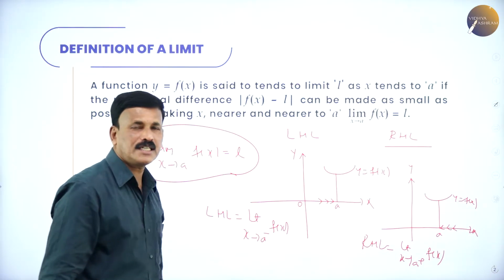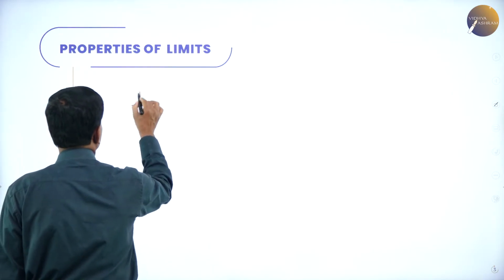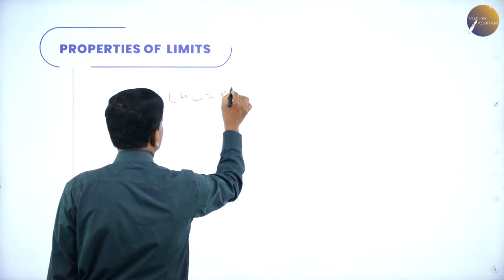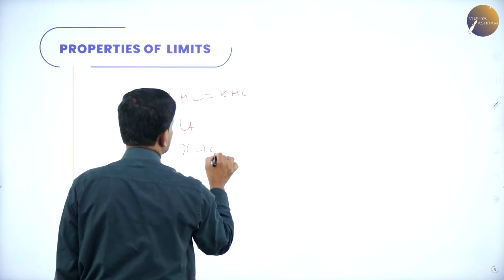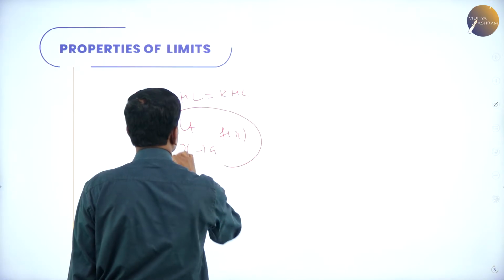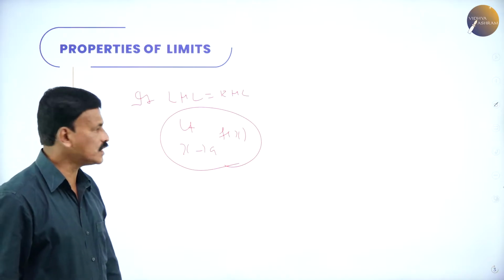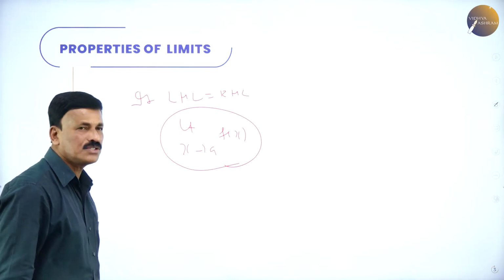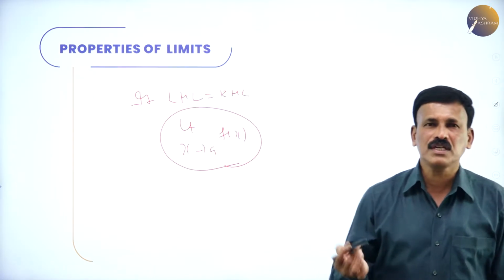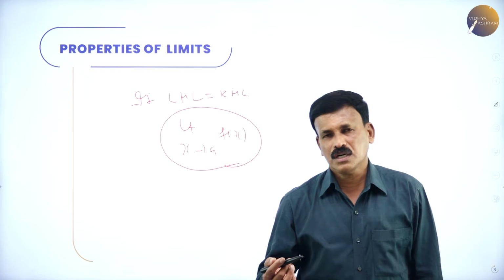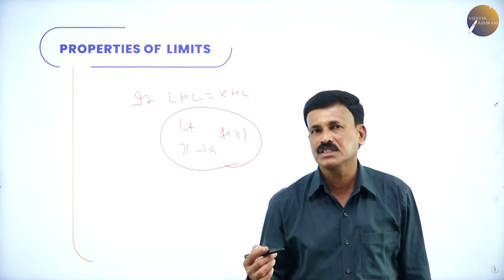Now, if the left hand limit is equal to the right hand limit of a function, then we represent it as limit x tends to a of f of x. So the left hand limit equal to the right hand limit is denoted as limit x tends to a of f of x. Now, knowing the left hand limit and right hand limit, we will define the continuity of a function, the definition of a continuous function.